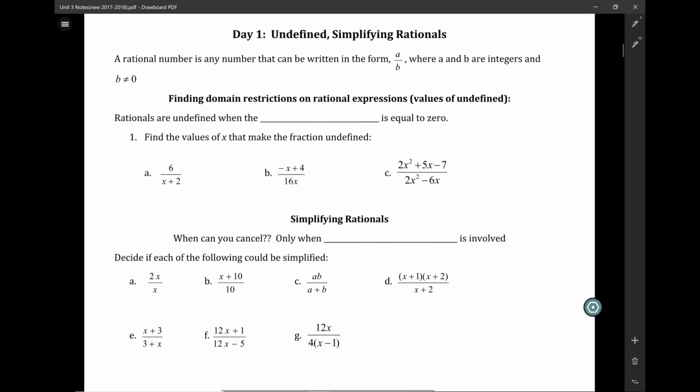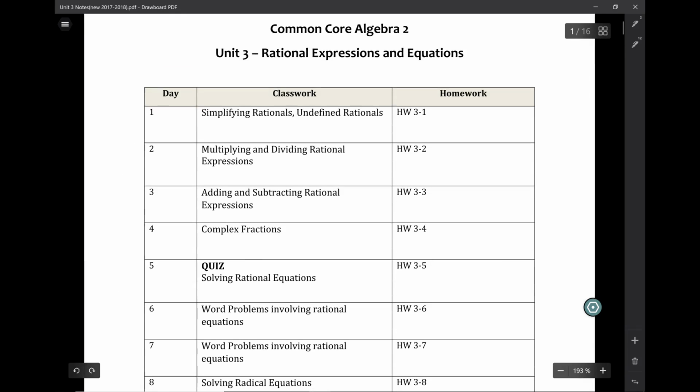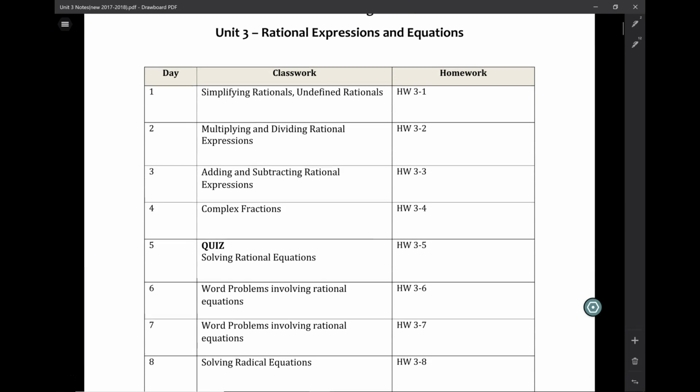All right, so we are starting Unit 3 today on rational expressions and equations. And today we're just going to do the lesson for day 1, and luckily it's a short one, pretty straightforward, nothing too complicated. So hopefully it's a nice, easy one to learn from a video. So we're going to simplify rationals and talk about when a rational is undefined.